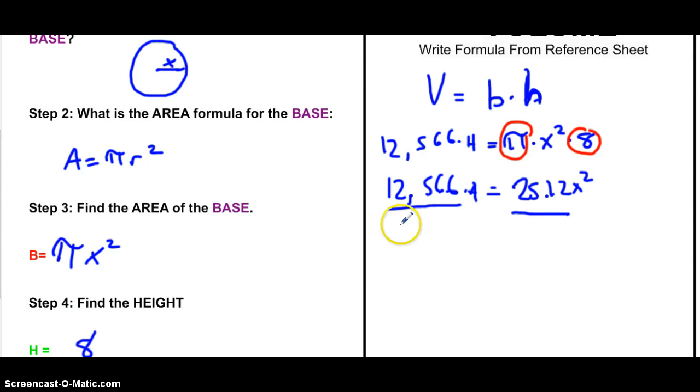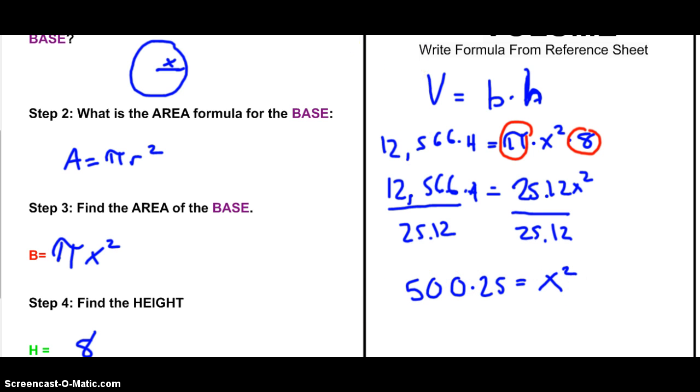So let's do some division here. 12,566.4 divided by 25.12. When we do that, we get, let's see, just give me a second to put this into my calculator. We get 500.25, which is equal to x squared.